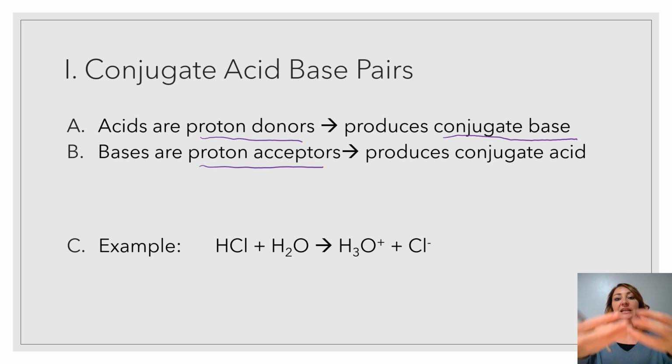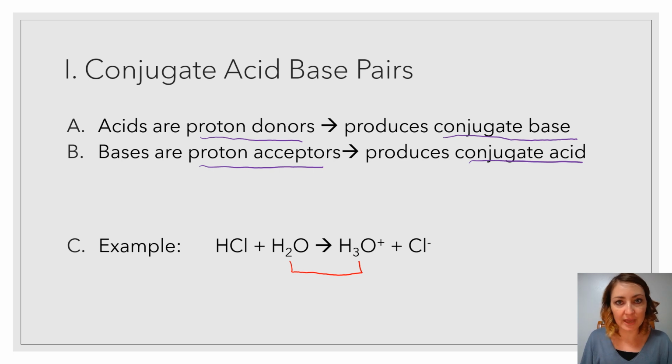So once they have accepted a proton, the product of that now has a proton that can be donated. It becomes a conjugate acid. So let's look at the example below. We have hydrochloric acid and water forming a hydronium ion and a chloride anion. So we want to start by looking at the changes that happen from reactant side to the product side so we can figure out where that transfer of protons was.